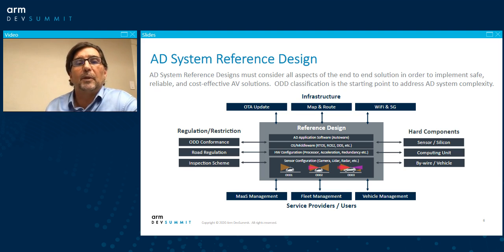And one of the places where we start to really break down this problem of how to optimize this reference design is really understanding the environment that the system has to operate in. And this is really going to be one that, as you see on the left there, is dictated by the regulations and restrictions that are put in place, which again will vary greatly as you go from region to region. You'll have different road regulations, different requirements around the inspection and maintenance of vehicles, and then what we call ODD conformance, or the operational design domain.